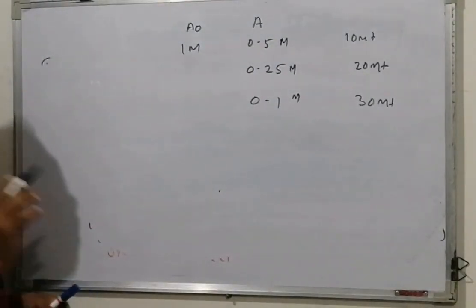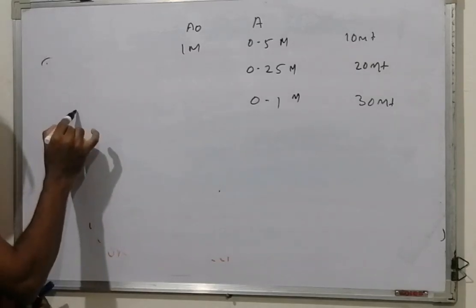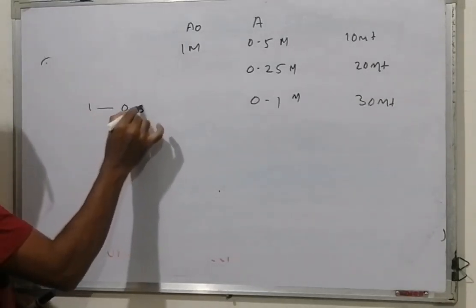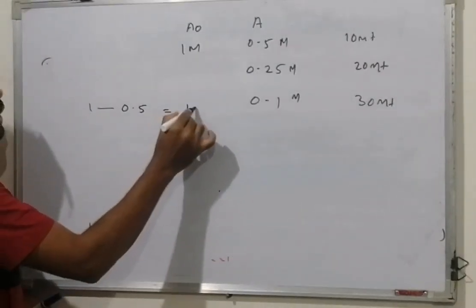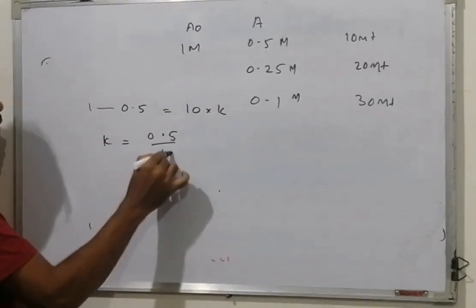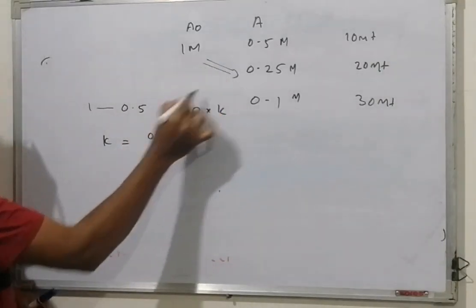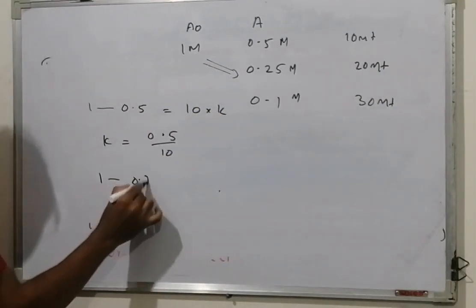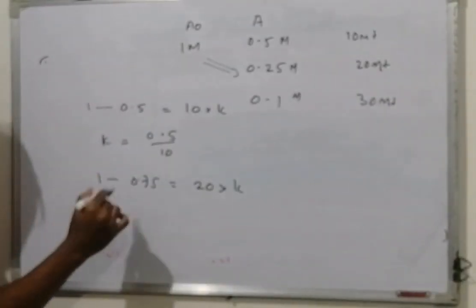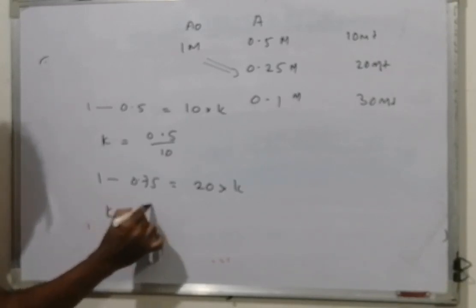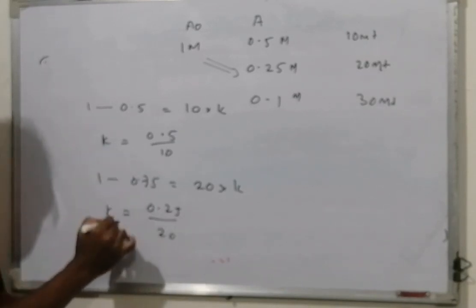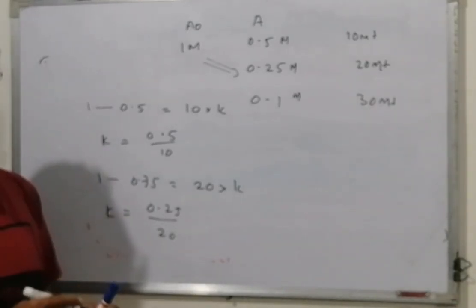Therefore, first we will assume it's a zero order reaction. Therefore, we will take first this data, that is 1 minus 0.5 is equal to 10 into K. Therefore, K is equal to 0.5 divided by 10. Now again we use this data, initial concentration 1, 0.75 is equal to, time is 20 into K. Therefore, K is equal to 0.25 by 20. This K and this K are different. Therefore, it is not a zero order.